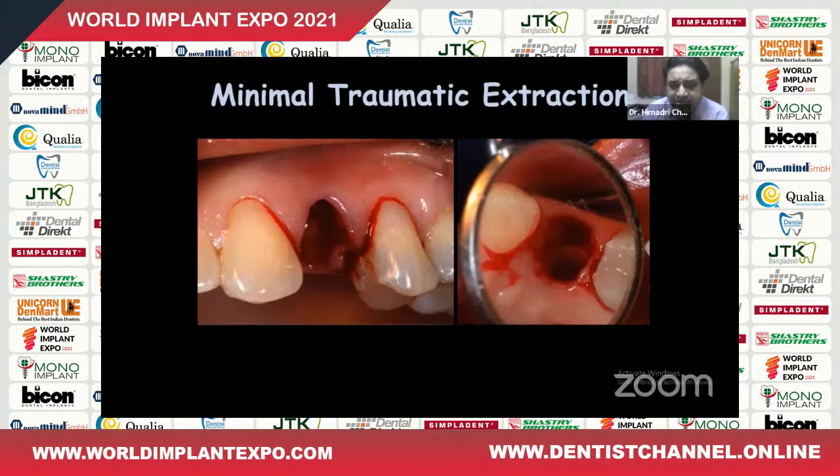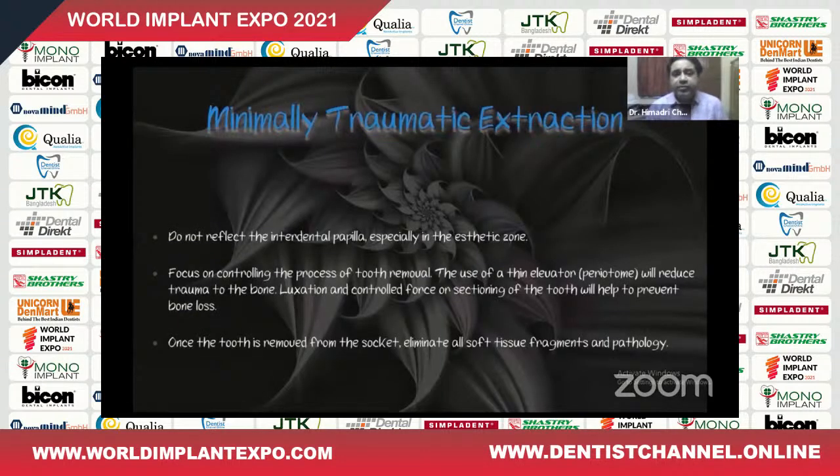So we can see that it's a premolar site, and on the right side you can see the amount of preservation and the minimal trauma we have created. We have still kept the septum. Keeping the septum is not mandatory, but what I wanted to show you is that the amount of trauma given is so minimal that even the septum is intact. So the first principle is minimally traumatic extraction.